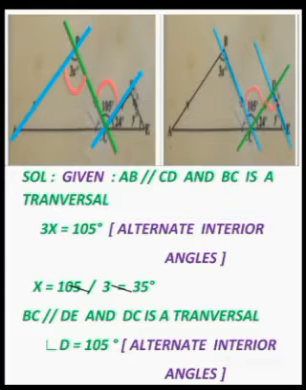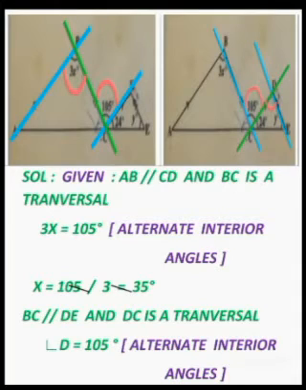So what they have given in the question, AB is parallel to CD. As AB is parallel to CD, BC is a transversal, isn't it? So what you observe, children, here, 3x is equal to 105 degrees. What is the reason there? Alternate interior angles. Okay, so 3x is equal to 105 degrees, alternate interior angles.